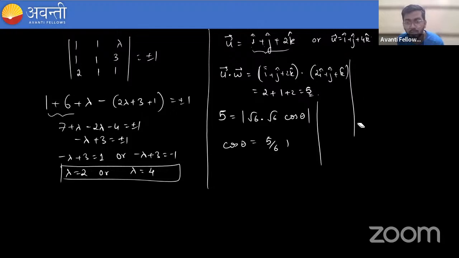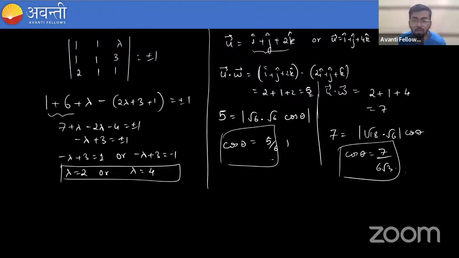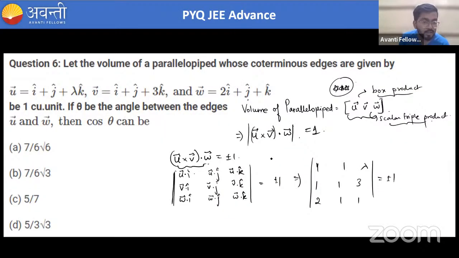And for the another case, u bar dot w bar will be equal to 2 plus 1 plus 4. So this will be 7, and here it will be 7 equals mod of root 2 plus 16, root 18, into root 6 cos theta. Cos theta value can be 7 upon 6 root 3. So these two values cos theta can take. Therefore, the answer is 7 upon 6 root 3, option B.